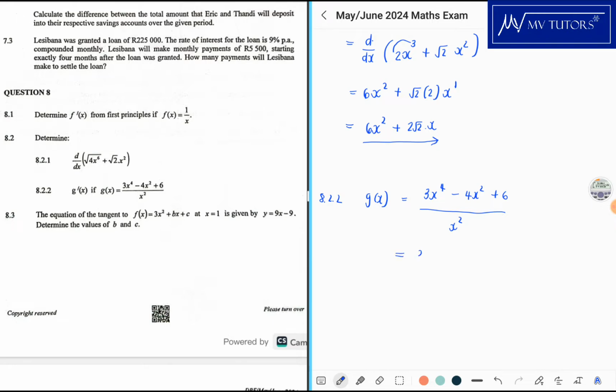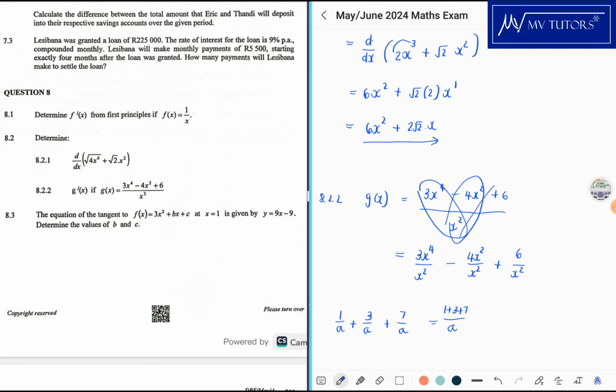I'm going to say 3x to the power 4 over x squared minus 4x squared over x squared plus 6 over x squared. Remember, if I have 1 over a plus 3 over a plus 7 over a, I have the same denominator, so I can just add the numerators. Same thing that we're doing here. We can just simply take it step by step.